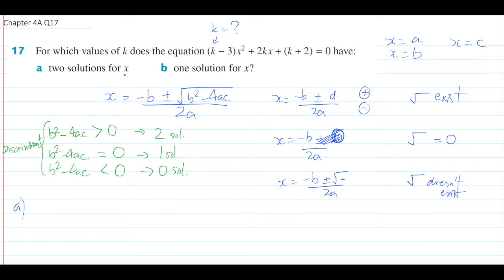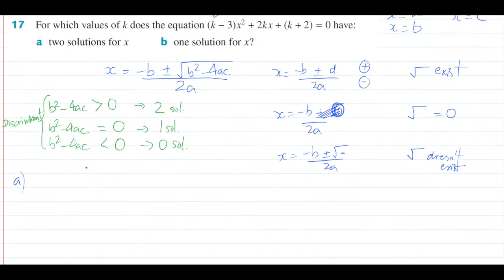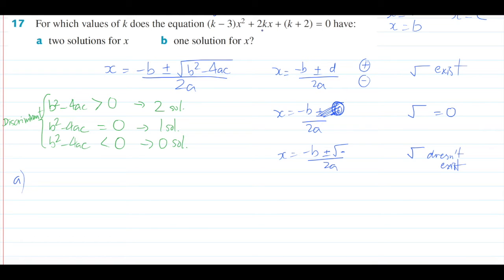If you want to get two solutions, essentially we just need to find b squared minus 4ac, which in this case, b is 2k, so b squared would be (2k) squared. Put the discriminant in front, and minus 4 multiplied by a, which is k minus 3, multiplied by c, which is k plus 2. And if we were to expand this, we get 4k squared minus 4 times, well, let's expand, multiply the brackets together.